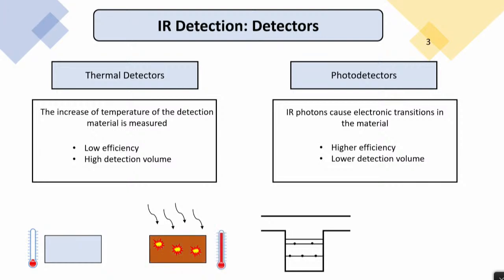So by measuring the temperature of our material, we will know how much light we got into it. And on the other hand, we have photodetectors, which have higher efficiency and lower detection volume. And to work we need a system with discrete energy modes. Something like this. These are energy modes, and the electrons can be put in these levels.